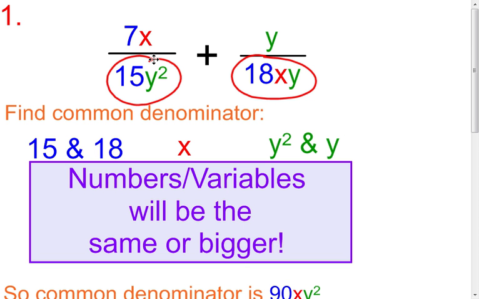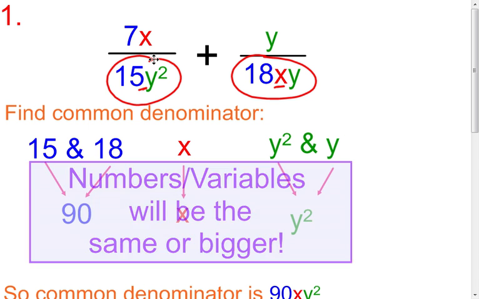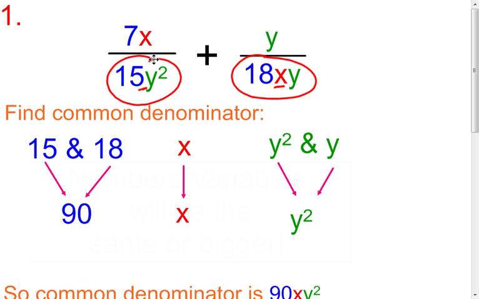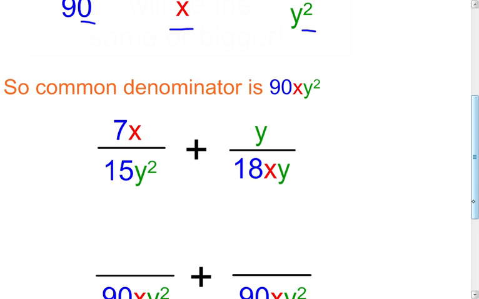Then you're going to look at the x variables. Notice this one has an x, this one does not have an x. And then compare the y squareds, okay? So if we look at 15 and 18, 15 and 18 both go into 90. X has to be x. And when you look at your y variables, you're always going to need to pick the biggest exponent that you see on each variable. So if I'm choosing between y and y squared, y squared has a bigger exponent, and so my common denominator will have to be y squared, okay? So my common denominator will be 90, x, and then y squared. That's my common denominator, 90xy squared.